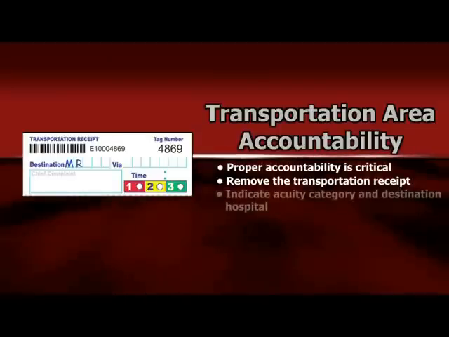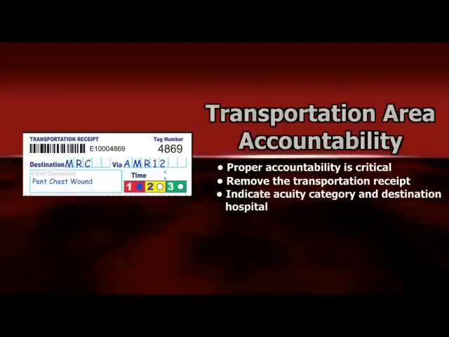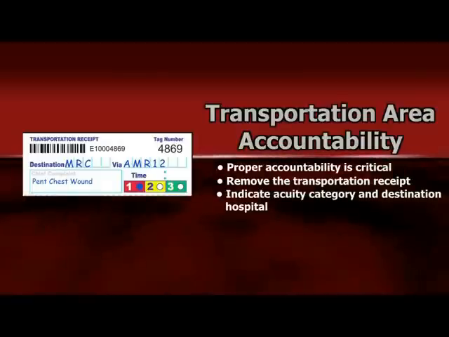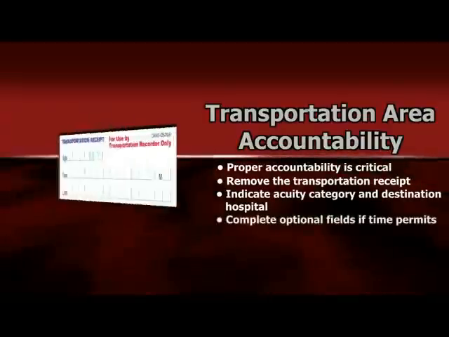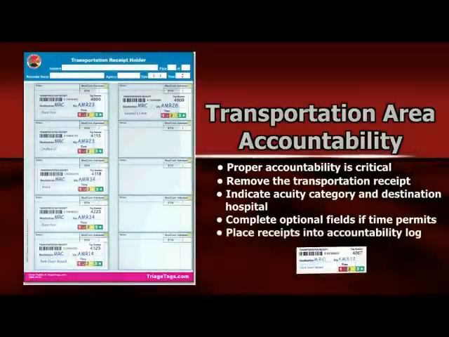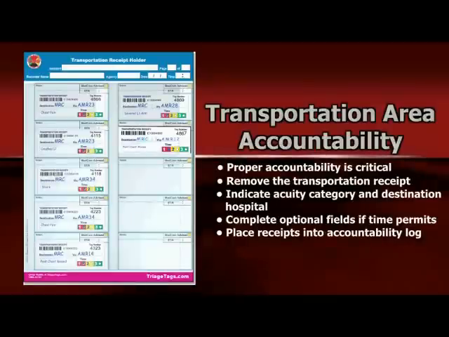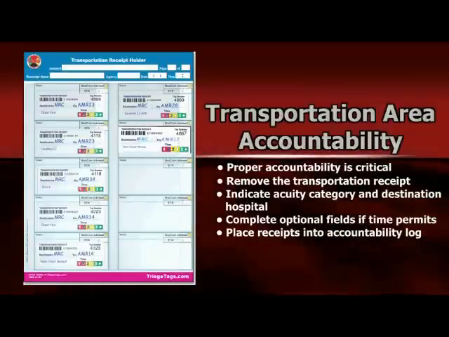Mandatory fields on the transportation receipt, such as acuity category and destination hospital, must be completed. Optional fields on the back of the transportation receipt are available if time permits or policy requires. Completed transportation receipts are placed in an accountability log for quick reference if needed and for post-incident reporting.